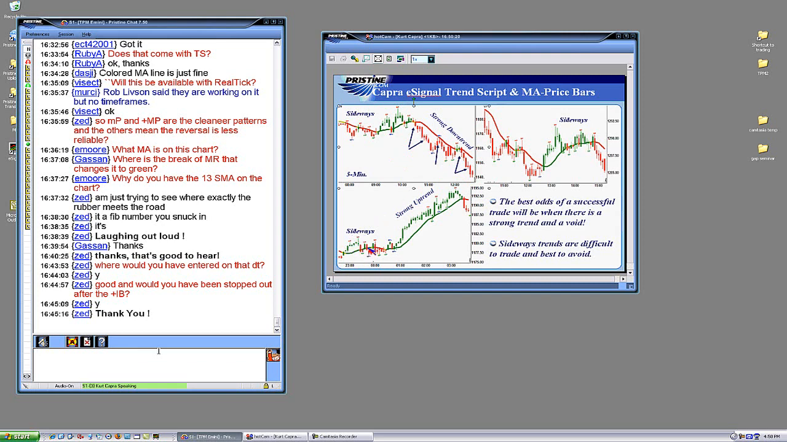The point here: avoid this sideways chop. Wait for sideways price action to become a strong uptrend or a strong downtrend. Sideways trends are difficult to trade and best to avoid. Right? Wait for a trend to develop. Period.